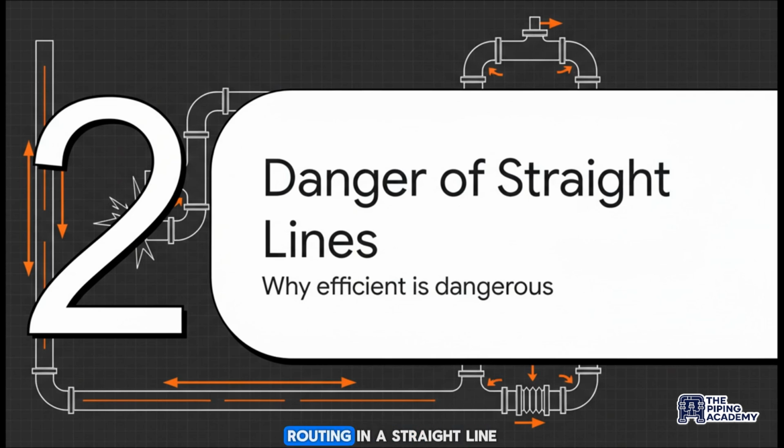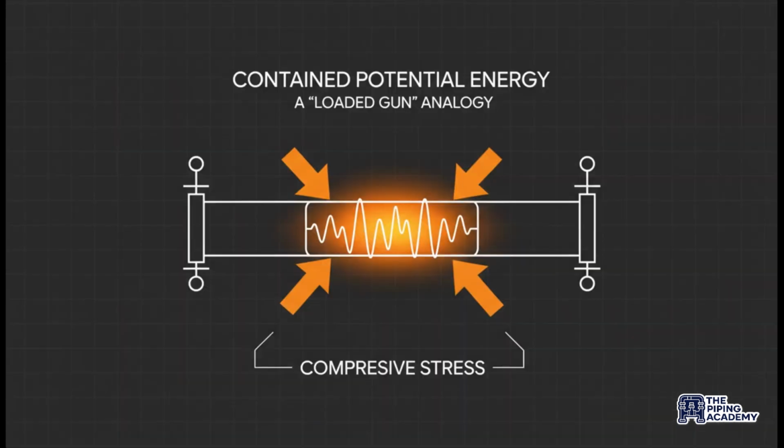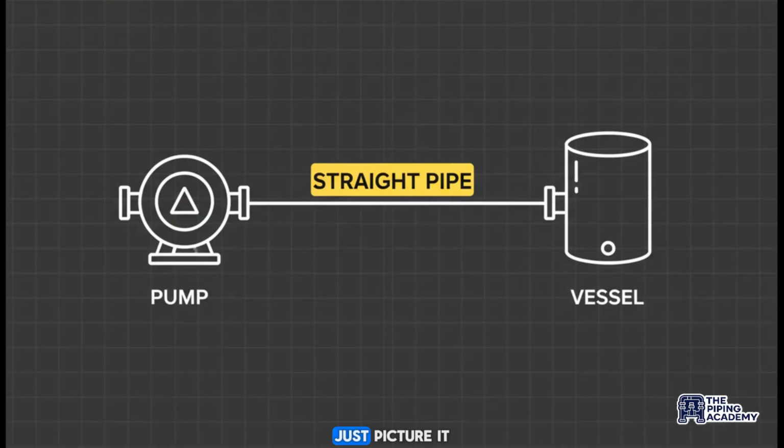This brings us directly to one of the most common and dangerous mistakes a junior designer can make, routing in a straight line. You know, in geometry, it's the most efficient path between 2 points, but in hot piping, it's a huge risk. Let me be perfectly clear about this because it's that important. A straight line in hot piping is a loaded gun. It's bottling up all that potential energy from the expansion, and it concentrates all of that force in an incredibly destructive way.